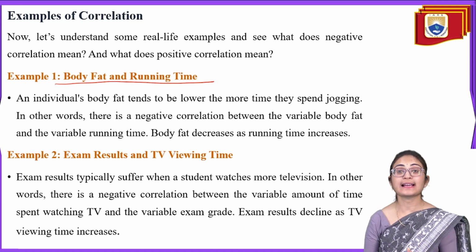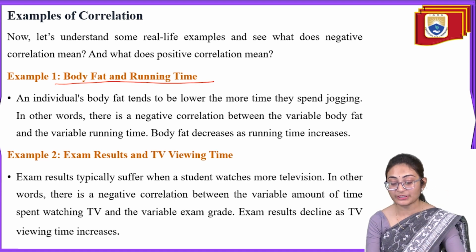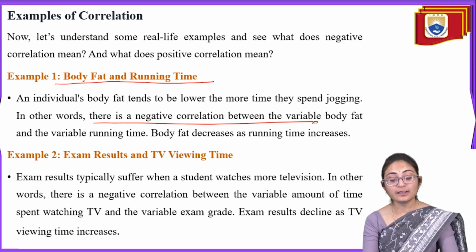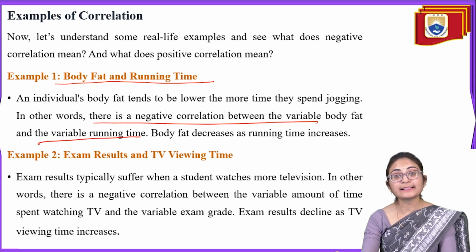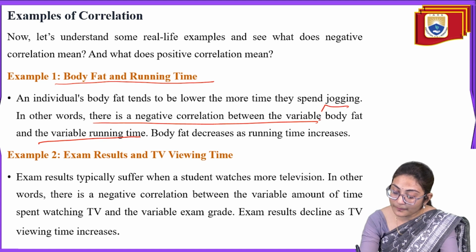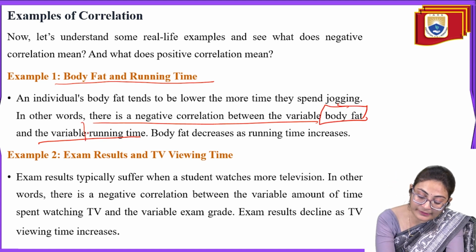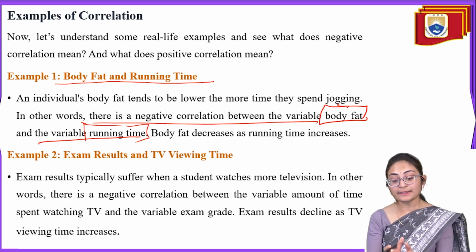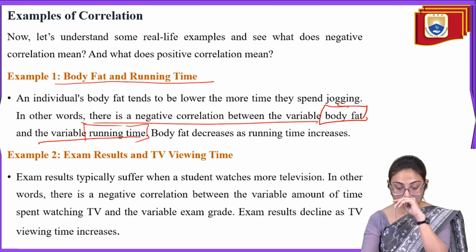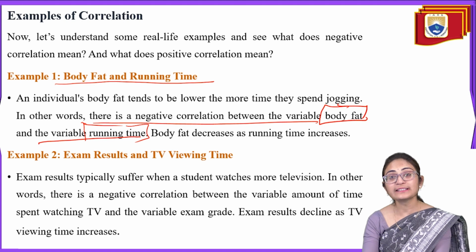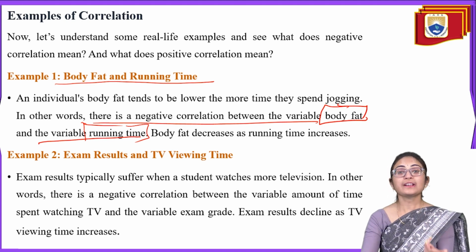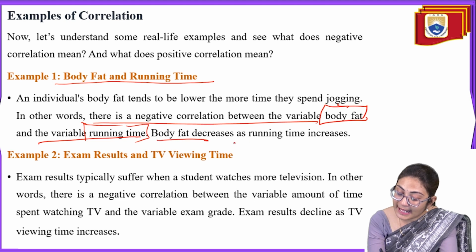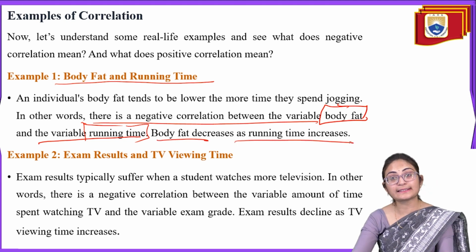That means we can say that there is a negative correlation between the variable body fat and the variable running time. We have two variables. One is body fat and another variable is running time. So both variables are running in opposite direction. That's why we can say there is a negative correlation. Body fat decreases as running time increases.